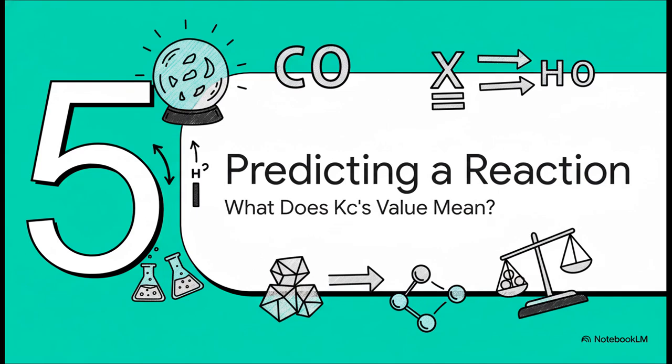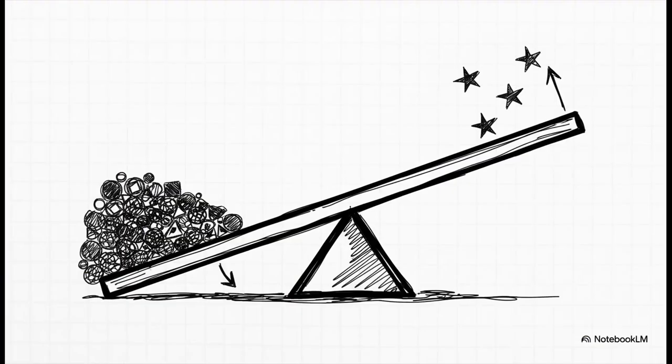But so what? What does this number actually tell us? Well, this is the really cool part. This number is like a crystal ball. It lets us predict the future of a reaction. We can become chemical fortune tellers. Take a look at this seesaw. Remember, Kc is products divided by reactants. So if Kc is a really, really tiny number, what does that mean? It means the number on the bottom, the reactants, must be huge. And the number on top, the products, is tiny. The seesaw is tilted all the way to the reactant side. The reaction has barely even started. In this tug-of-war, the reactants win.